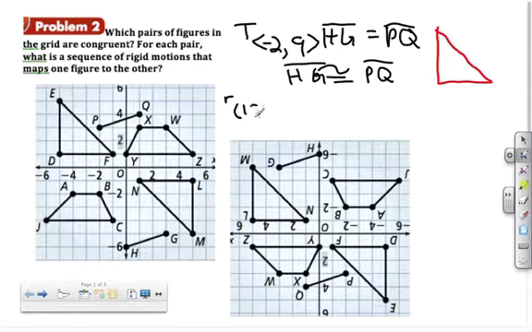Of 180 degrees around the origin of my original triangle. That is an ugly triangle. Let's try that again. It's a little better.